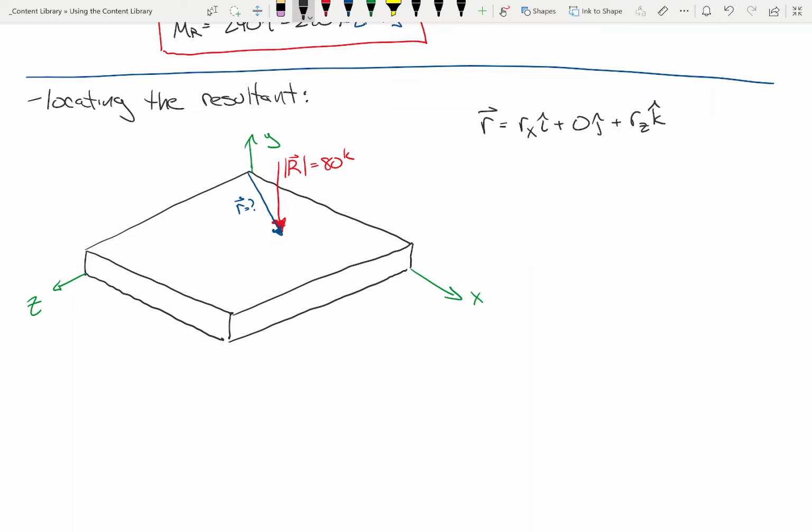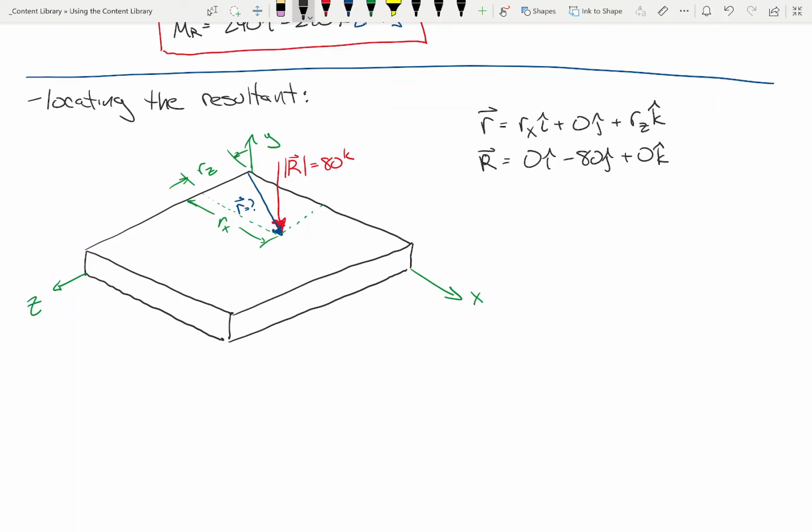Why am I saying it's that? Because I'm saying this dimension here and this dimension here are what I'm interested in. We'll call this dimension RZ, and we'll call this dimension RX. In other words, how far along do we go along the x-axis, and how far along the z? The y direction doesn't matter because it's going along the line of action of y. So all we need to figure out is where do we place it in terms of x and z on the foundation. And keep in mind our r vector, our resultant, was that.